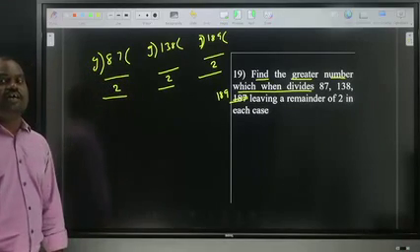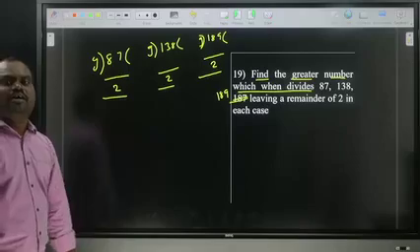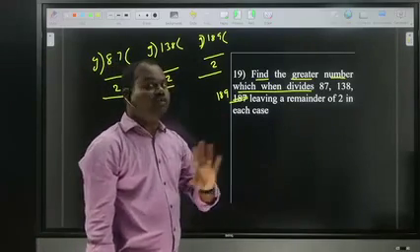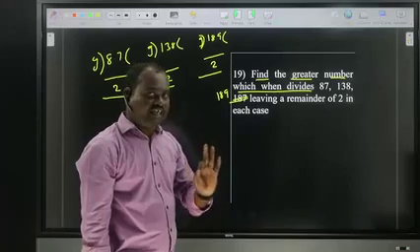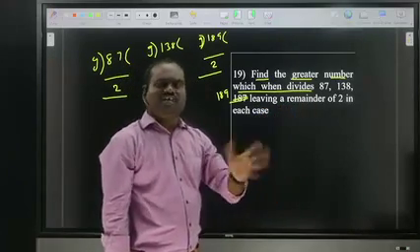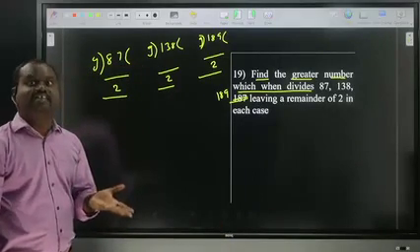Everywhere we require remainder 2. What is the difference between the earlier and present question? Earlier the question was exact division. Now we don't want exact division. In every case, what is the remainder we require? 2. It may be 2, 3, it may be any number. The remainder we are getting means that is extra, that is excess.